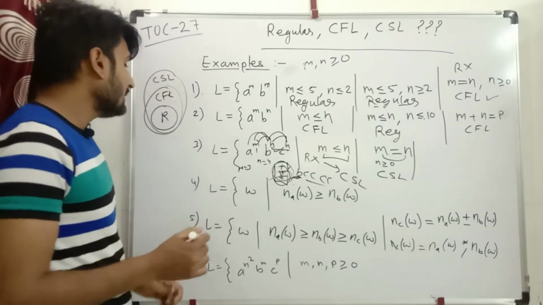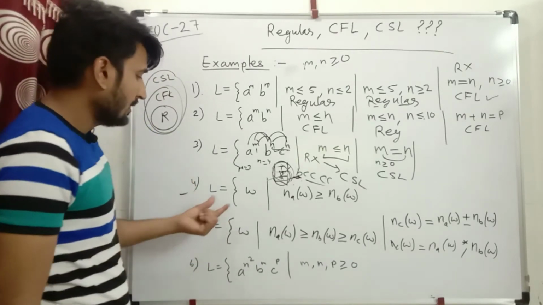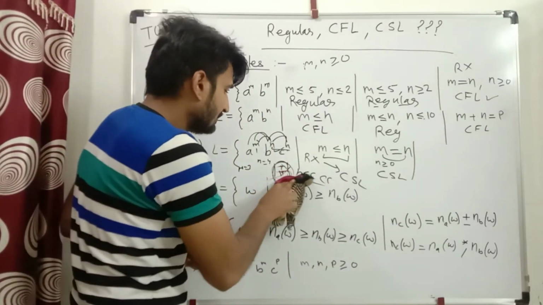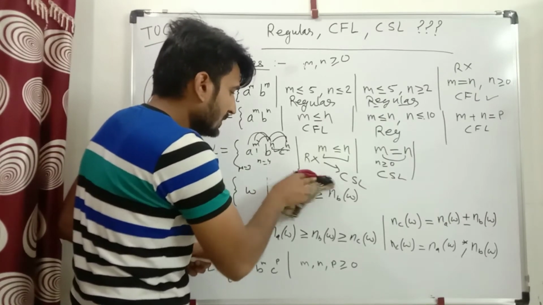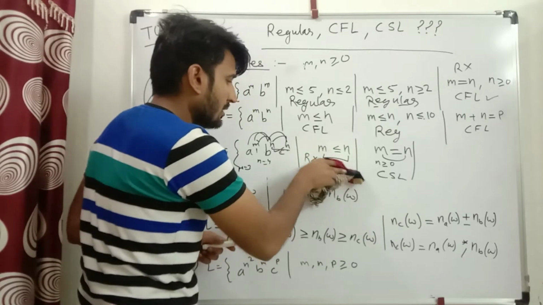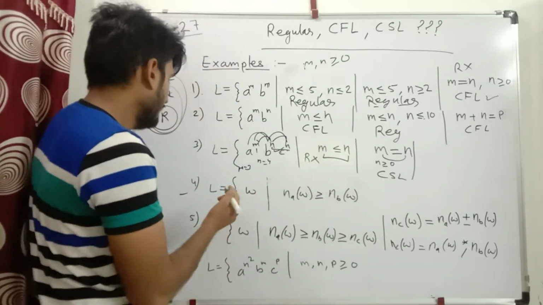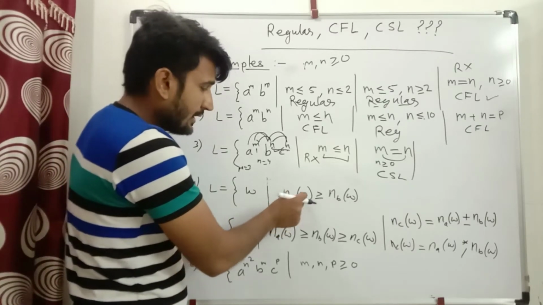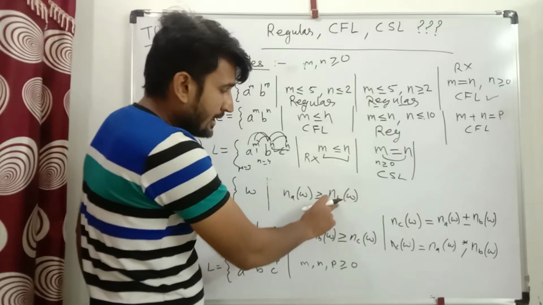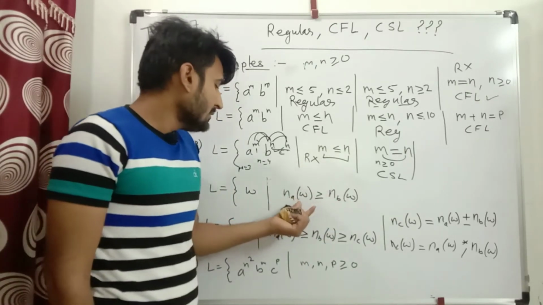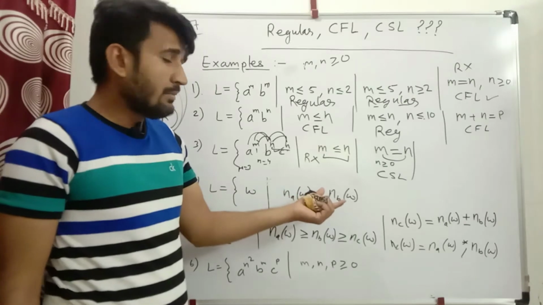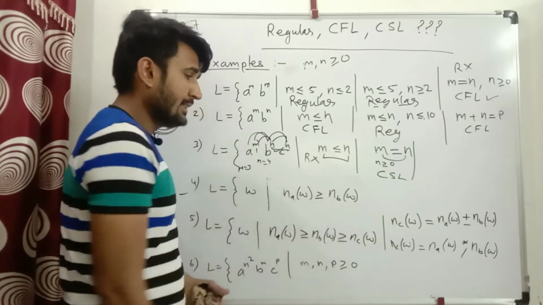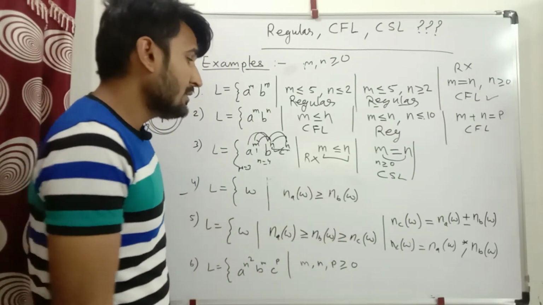Okay, consider the next example. Let me clear the board. L equals to w, where the number of a's in w is greater than or equal to the number of b's in w, meaning the number of a's is greater than the number of b's in the given string. There is one comparison, so it is CFL.